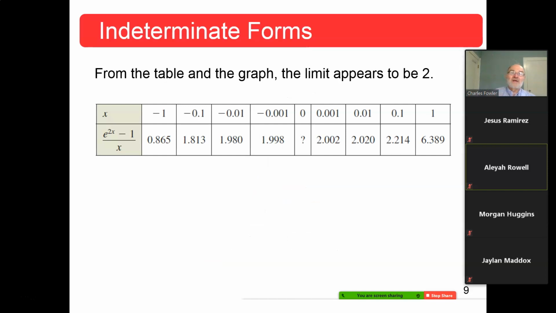Well, you could set up a table. This does the same thing. This is how you would do your graph. Plug in different values and see what they are heading to. As x is approaching 0 from the left-hand side, from minus 1 to minus 0.1 to minus 0.01 to minus 0.001, you see here it would be 0.865, here it would be 1.813, this would be 1.980, up to 1.998.